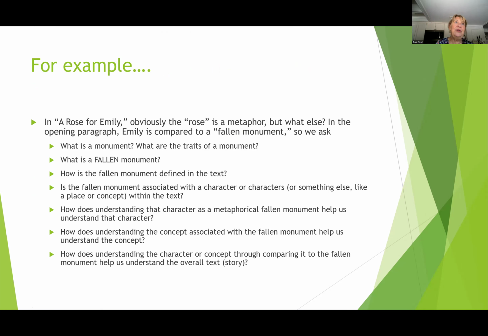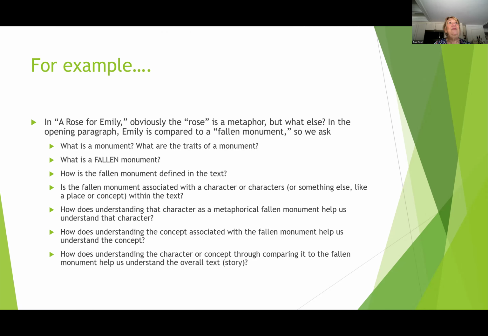Let's take a look at the story A Rose for Emily. As we just talked about, you have that metaphor of the rose. What's interesting is that there is no rose in the story. If we have any implication of a rose, it might be in the opening, when they're going to the funeral and bringing her flowers. That's about as close as we get.